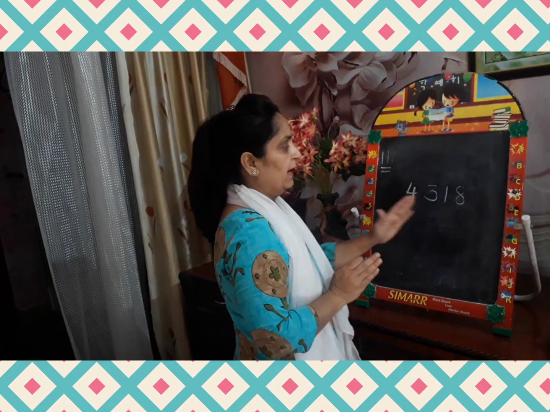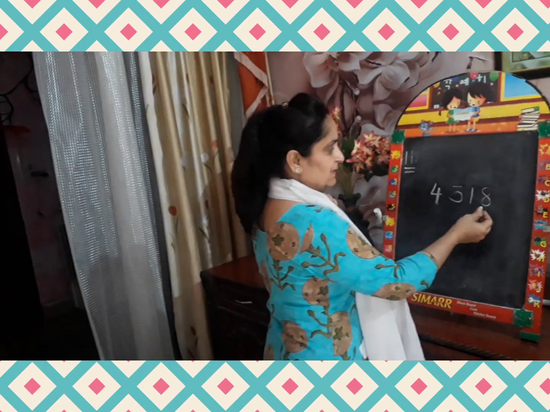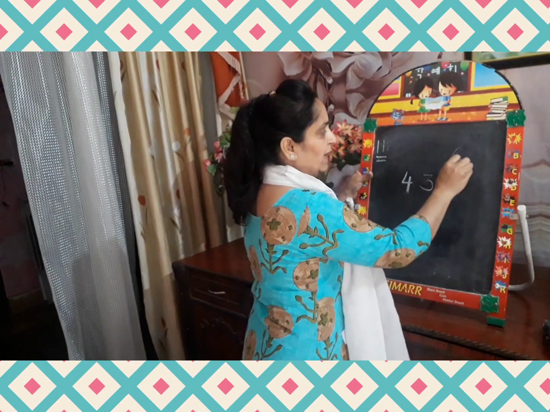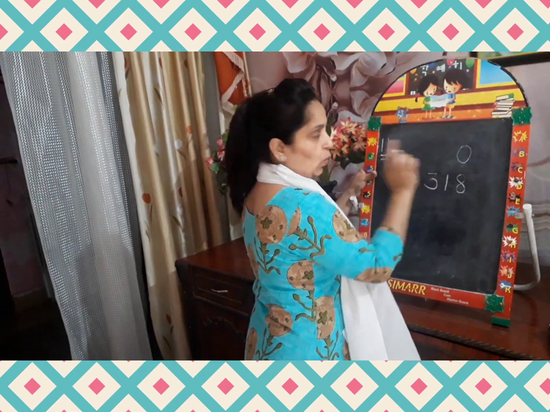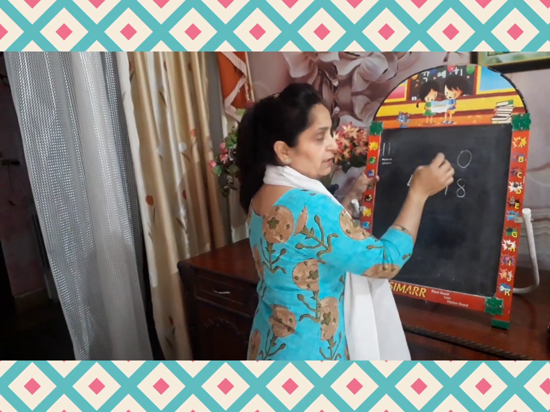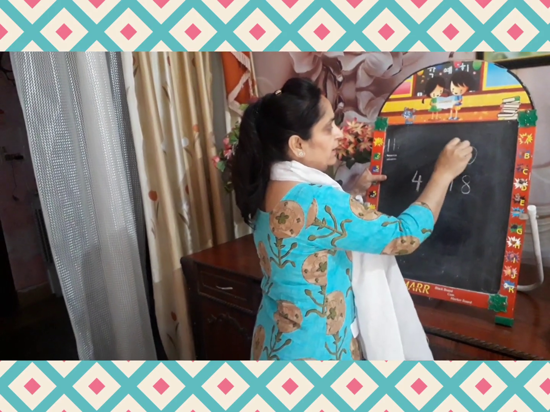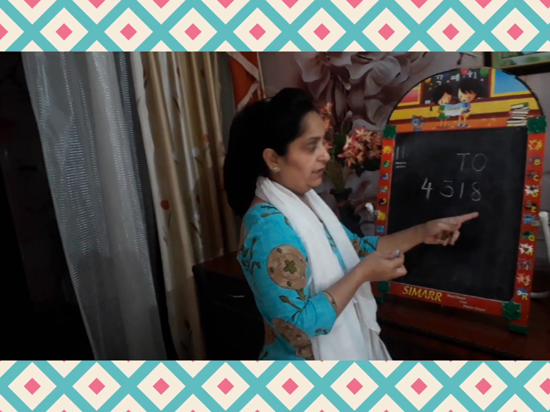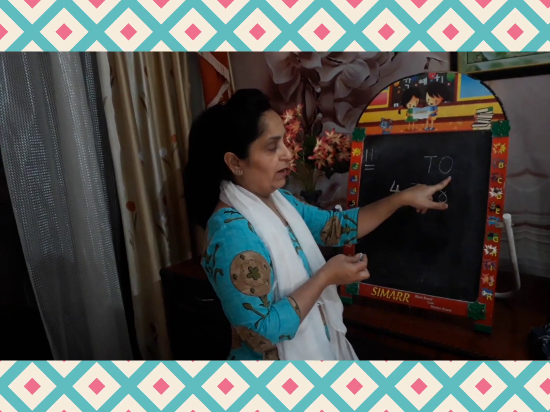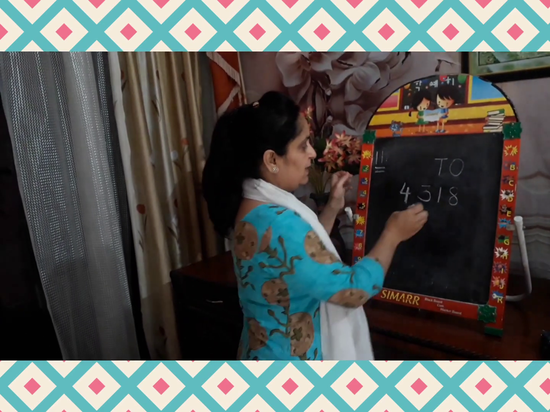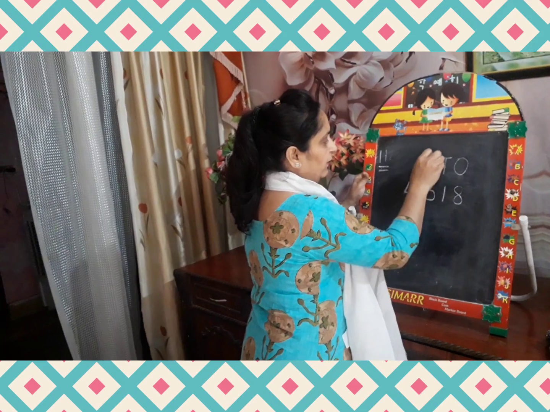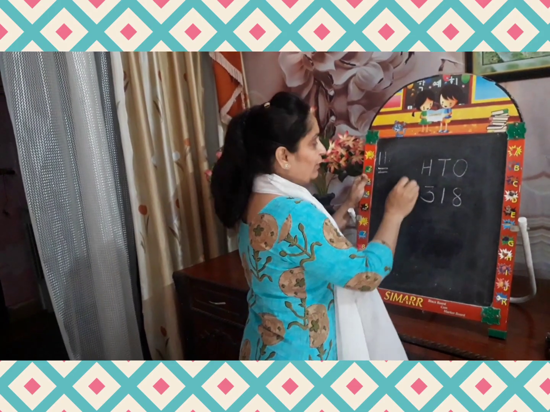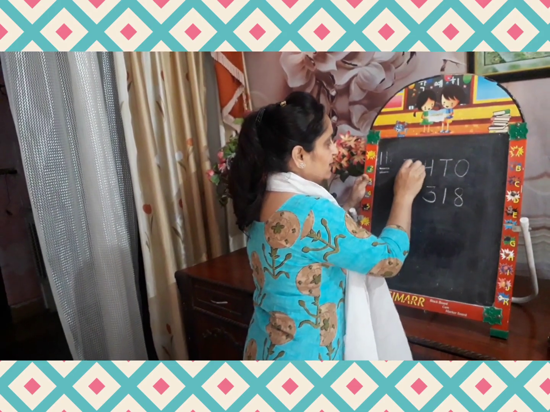First of all, we will write the place values. 8 is at the ones place. Right, students? Next, 1 is at the tens place. You are learning these things, place value, from class 2 also, so it is very easy to understand. 8 is at the ones place, 1 is at the tens place, 3 is at the hundreds place, and 4, you know, is at the thousands place.